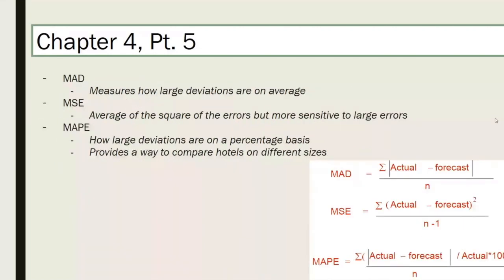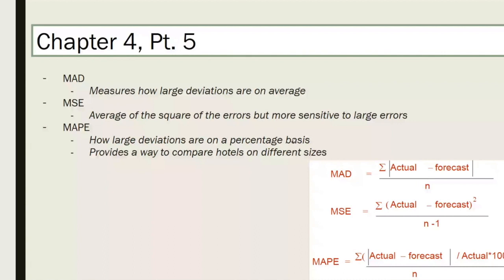Finally, we're looking at the main equations. So you have MAD, MSE, and MAPE. MAD is looking at how large the deviations are on average. We have the formulas right here in the corner. MSE looks at taking the square value. However, what must be considered about that is that the MSE is more sensitive to large errors. So if you have a massive error, your MSE tends to be much, much higher.